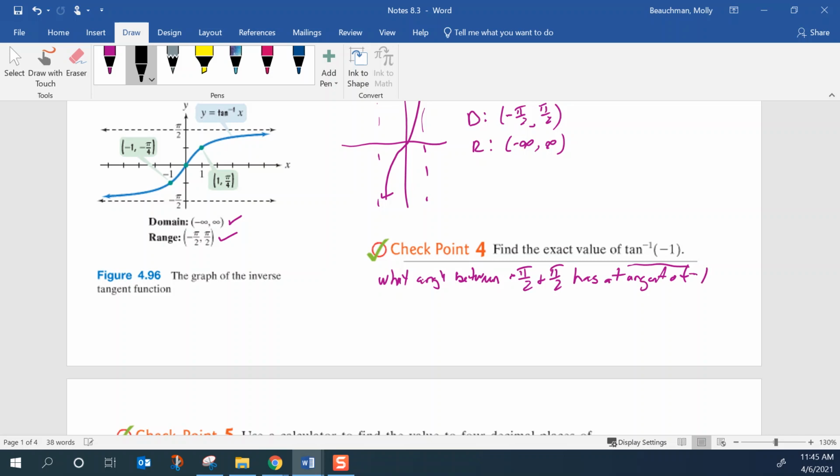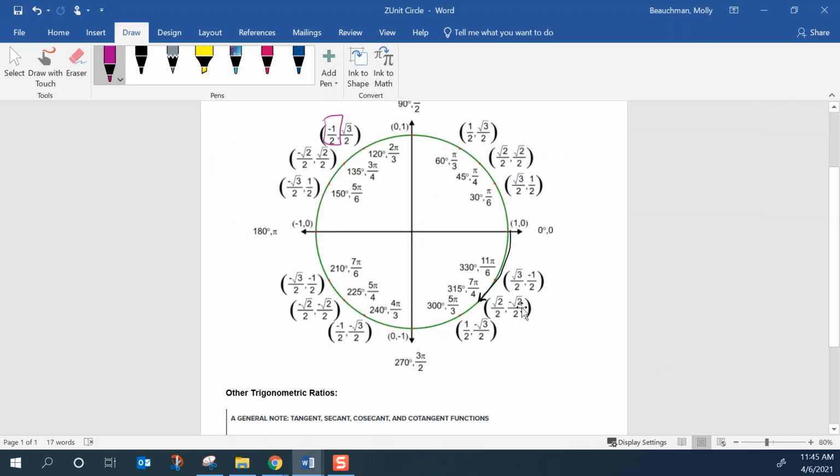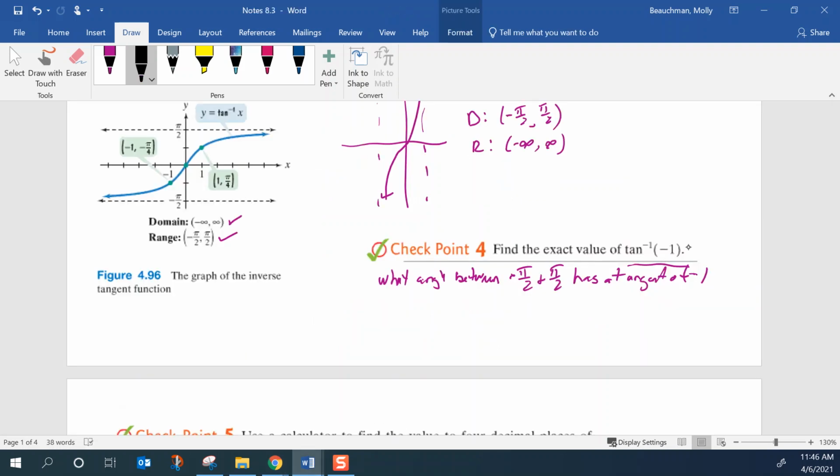of negative 1. So when we look at our unit circle, tangent is sine divided by cosine. So that means when the sine and the cosine are the same magnitude, square root of 2 over 2, negative square root of 2 over 2, then this is the place where the tangent of the angle would equal negative 1. So the inverse tangent is 7 pi over 4, but we need to express it between pi over 2 and negative pi over 2, so that would be rotating negative pi over 4. So the inverse tangent of negative 1 is equal to negative pi over 4.